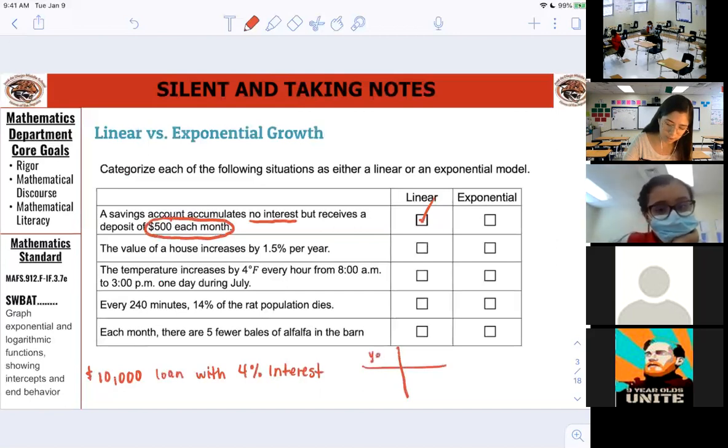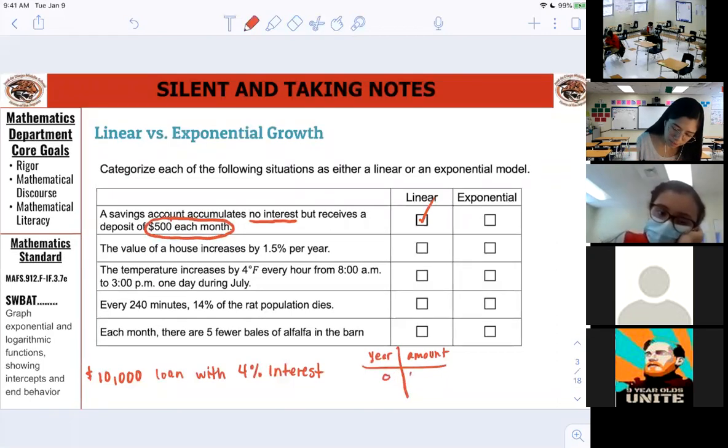So this is my years. This is the amount. It starts off with $10,000. Oops, this is year 1, or year 0, technically. At the very beginning, it's $10,000. I didn't pay anything back because I didn't have any money.